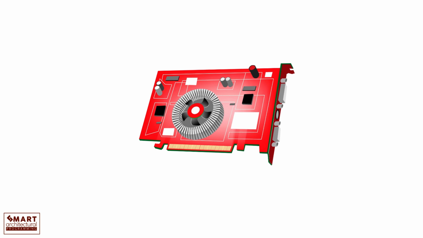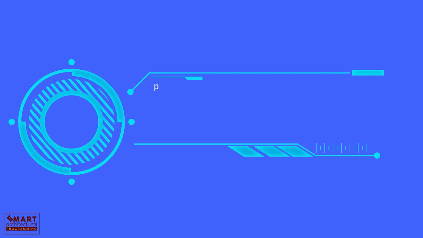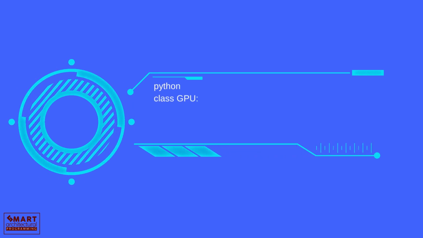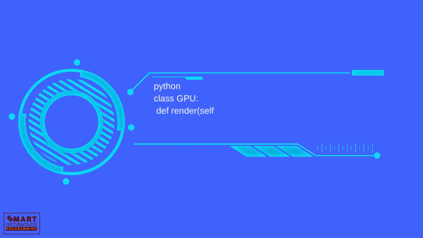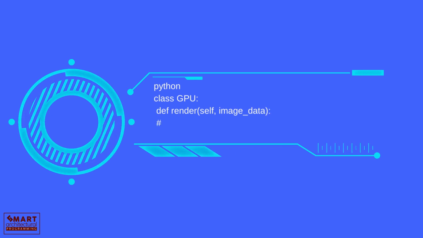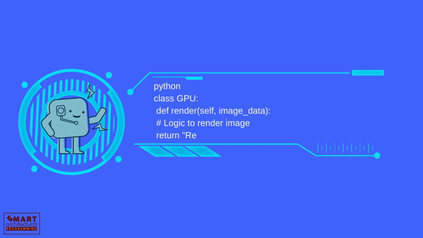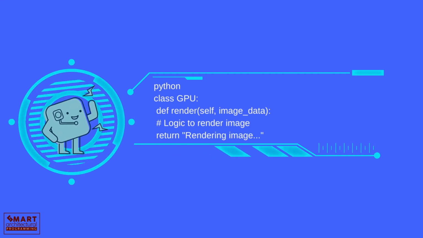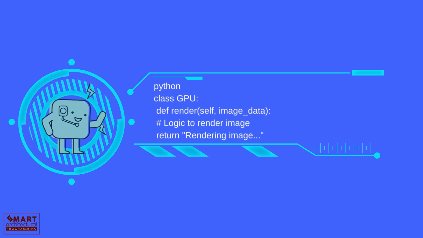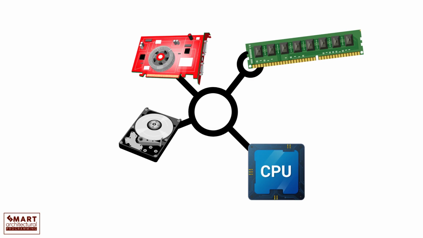Don't forget the graphics card or GPU, handling complex calculations for rendering images. Python. class GPU. def render(self, image_data): # logic to render image. return "Rendering image". While we can't truly emulate a GPU in Python like this, it gives us an idea of its functionality. All these components are connected and communicate with one another.